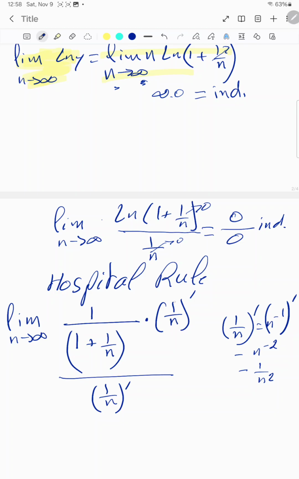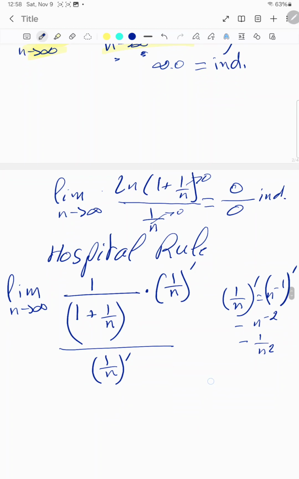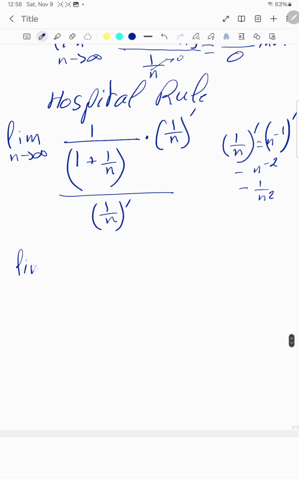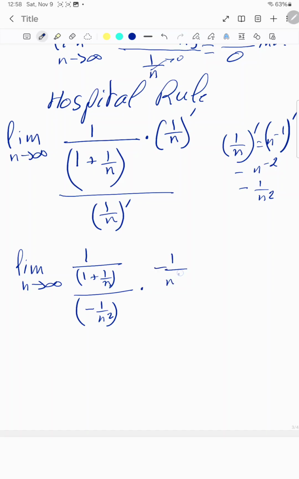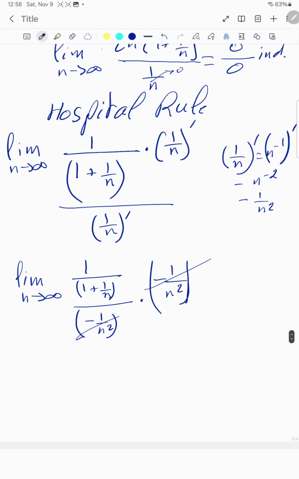So in place of the derivative of 1 divided by n, I have minus 1 divided by n squared. So I have to study the limit when n goes to infinity of 1 divided by 1 plus 1 divided by n, multiplied by minus 1 divided by n squared, divided by minus 1 divided by n squared. So this and this, I can simplify, and when n goes to infinity, 1 divided by n would go to 0, and I would have the limit equal to 1.